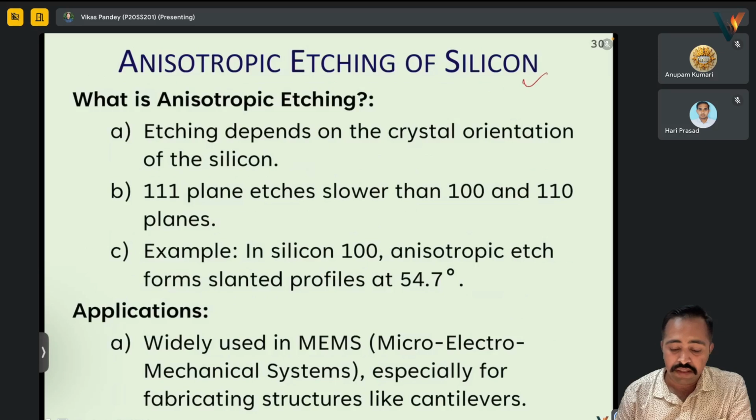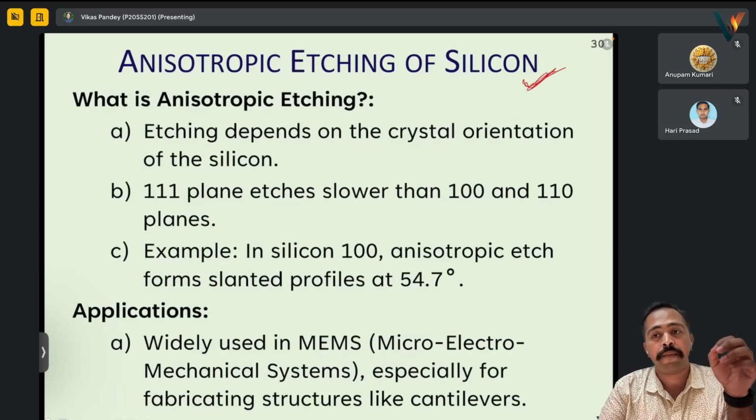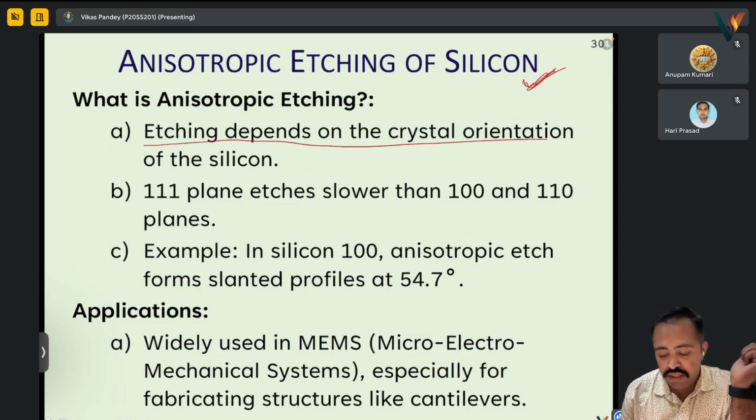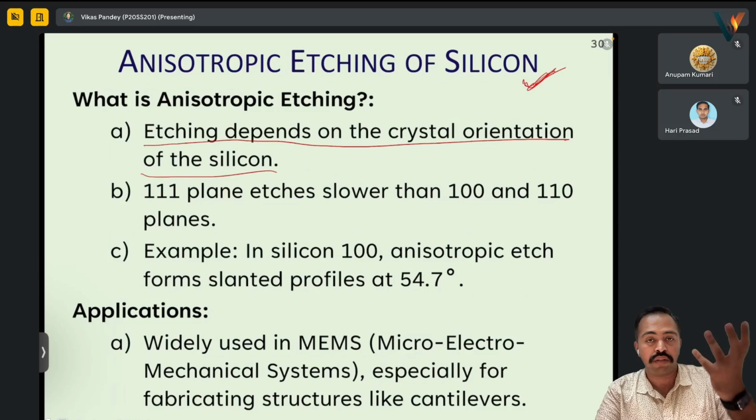One important thing is anisotropic etching of silicon. Here we were dealing with wet etching, so it was mostly isotropic. But for silicon, there is an interesting property, that is, etching depends on the crystal orientation of the silicon. Crystal orientation means 111, 100 planes. We saw that our wafers can be 100, 111, and these things.